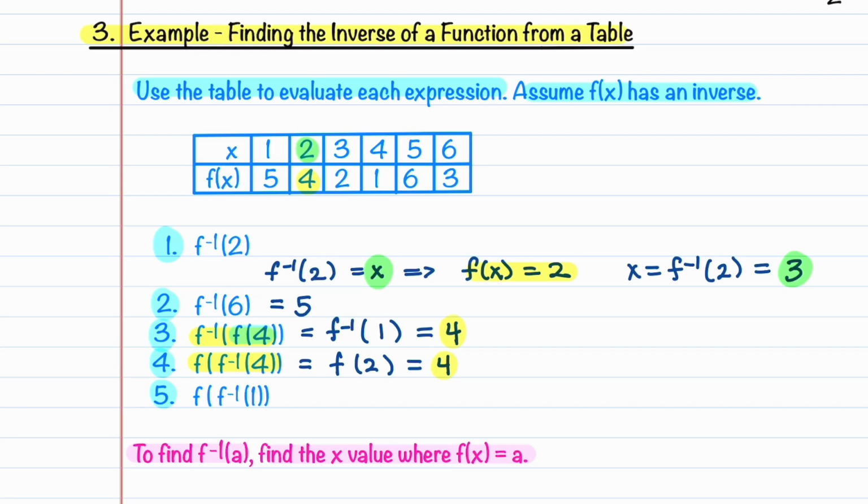Example 5 says we want to find f of f inverse of 1. So we don't even have to look at the table for this. We can just use our property, and we can know that this is just going to equal 1 because f and f inverse are going to cancel each other out.